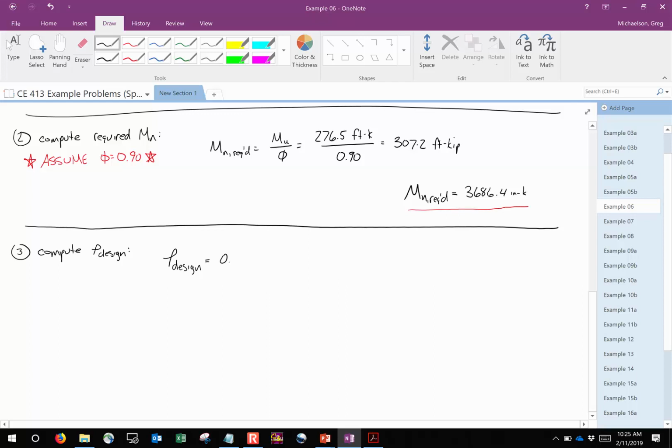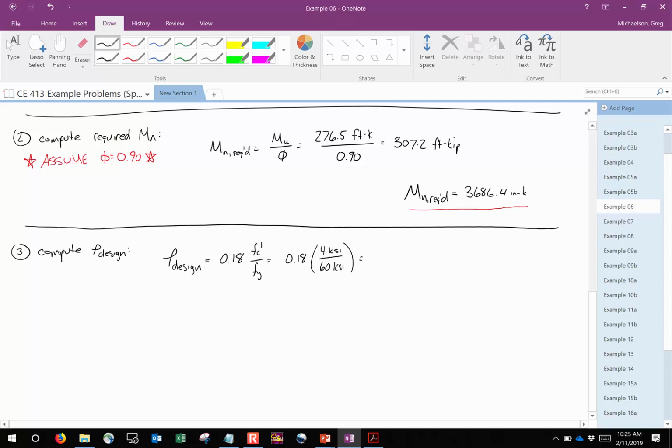of 0.18 f'c over Fy. Remember, that just comes from an old version of the spec. We don't have to meet that limit anymore, but it's actually a pretty good rule of thumb for design purposes. So we don't have to meet this limit. It's just something to keep in mind. So 0.18 and then 4 ksi over, what was Fy? 60.